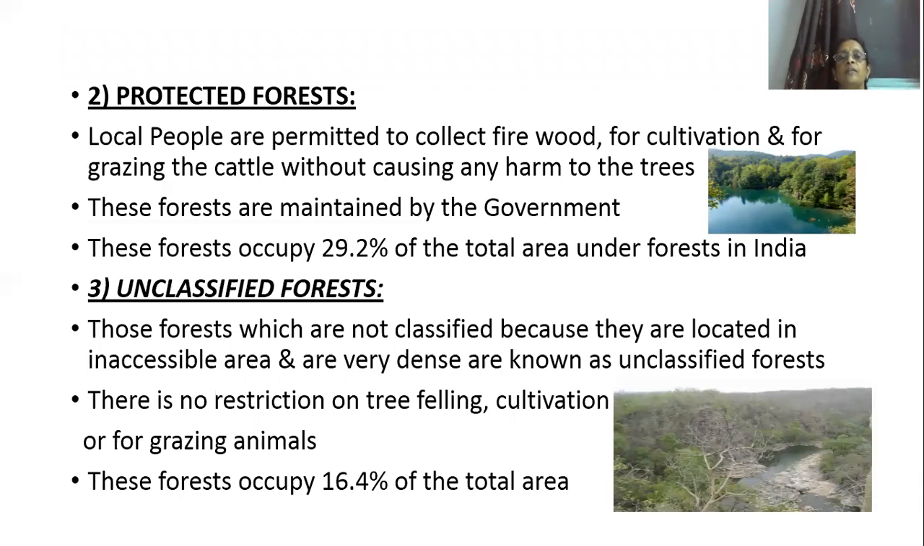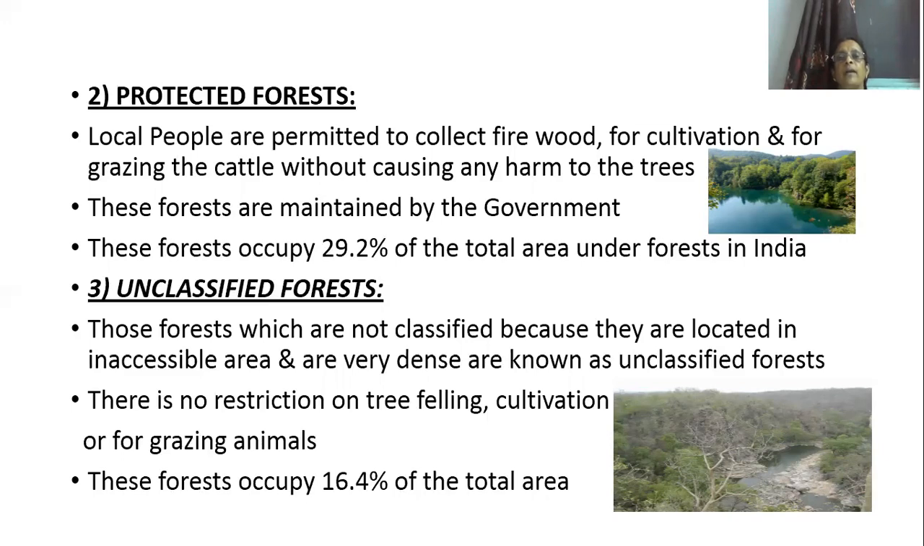In your textbook, only protected is given. The other name of protected forest is preserved forest. Local people, meaning those people who are living near the forest, are allowed to collect firewood as fuel, do cultivation and graze cattle without causing any harm to the trees. And protected forests are also under the control of the government. This type of forest occupies 29.2% of the total area. So what is meant by protected or preserved forest?